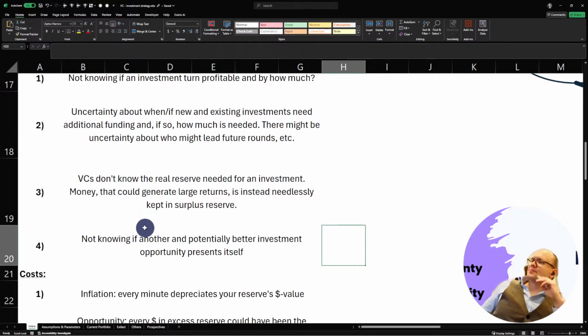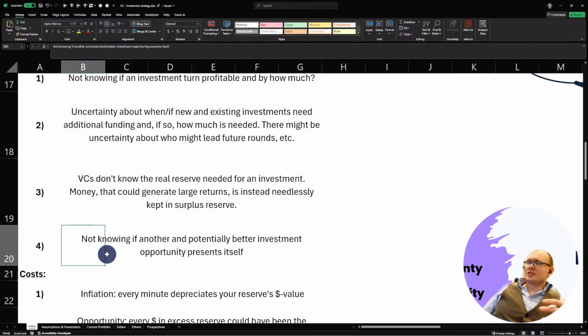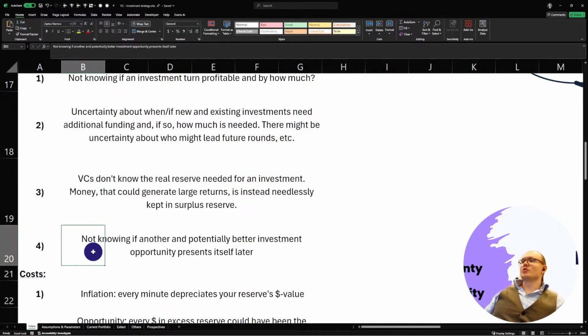Perfect. All right. And finally, we don't know if another or potentially better investment opportunity presents itself later. That's another important consideration and another unknown. It's another uncertainty. But these are all known unknowns. We know about all these uncertainties. And then there's all these uncertainties about timing. When would we need to raise another round, etc. So VCs are dealing with so many uncertainties that it's almost ridiculous.